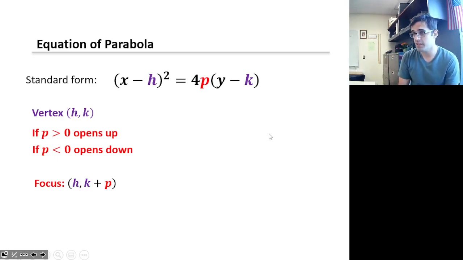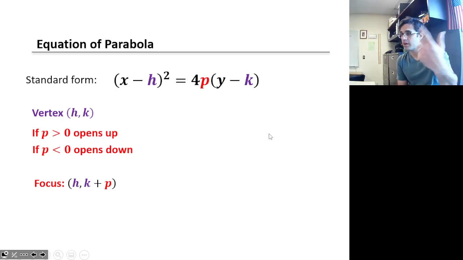One, can you find the vertex? So h, k is the x and y value of the vertex, straight up. Two, do you know if the parabola opens up, down, left, or right? And three, can you identify the focus? If you do those things, that's good enough for this assignment. So the vertex is straight up h, k.